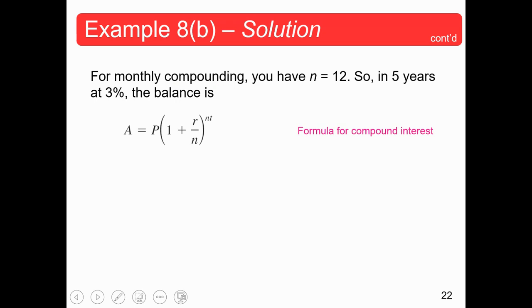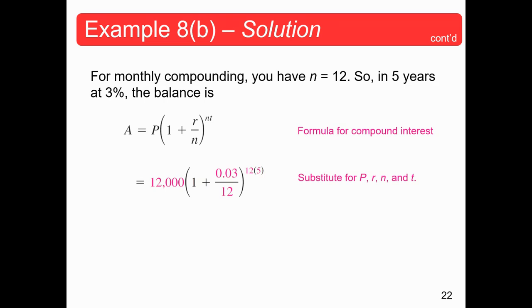Let's do the same thing, but now we're doing monthly compounding. And since there are 12 months in a year, your N value now is going to be 12. It's the exact same formula. And if you put it in your calculator, notice that it is now $13,939.40.